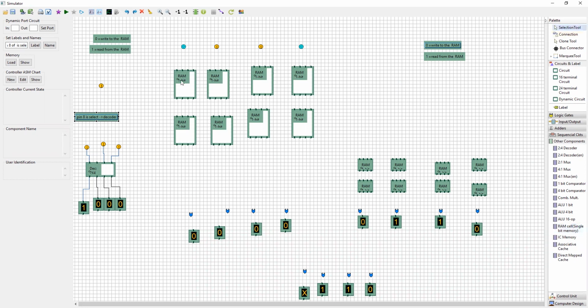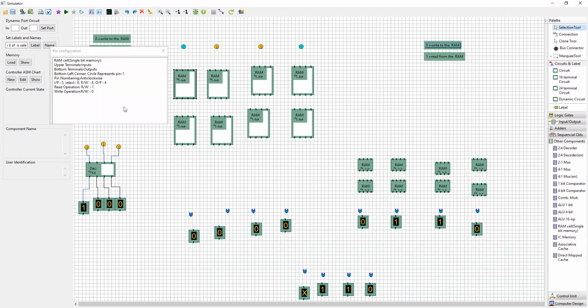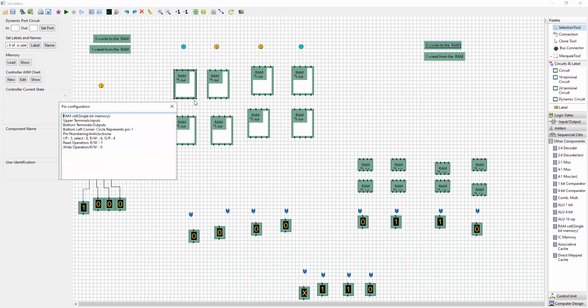I have already taken one. This is just an expanded one, so that's why it looks different than these four. It is the same. So we will try to understand what pins are used here. These RAM cells have bottom four pins and upper four pins.